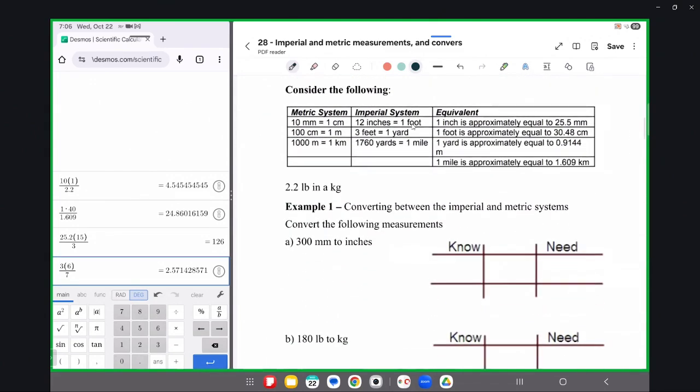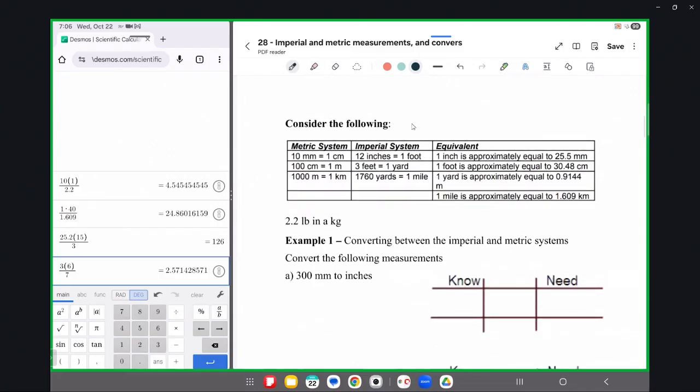Okay, so we're continuing on now. We're going to be using the same chart that we had from the lesson of last time, and this was directly from the textbook, where we were considering conversions in the metric system, considering conversions in the imperial system. But primarily for today, we're going to be focused on conversions between the two systems. Namely, we know 1 inch is equal to 25.5 millimeters. 1 foot is equal to 30.48 centimeters. 1 yard is 0.9144 meters. And 1 mile is equal to 1.609 kilometers.